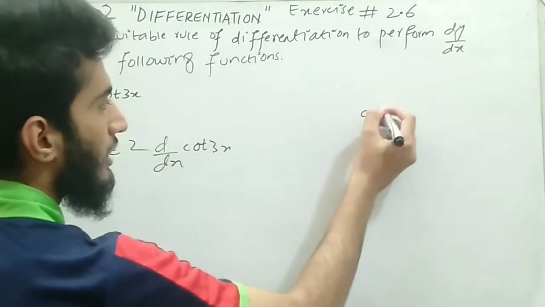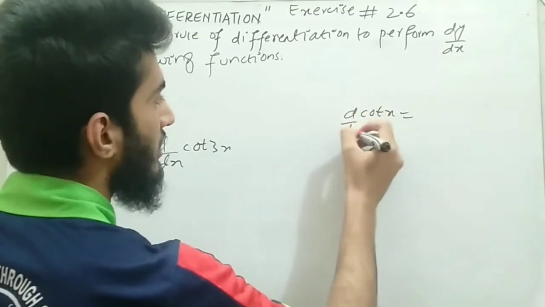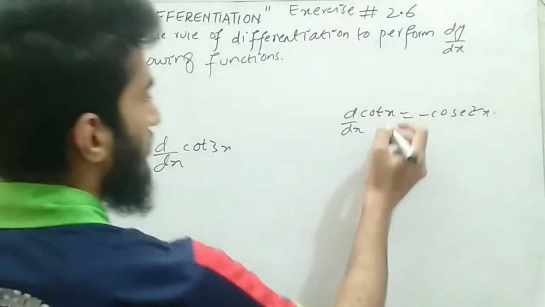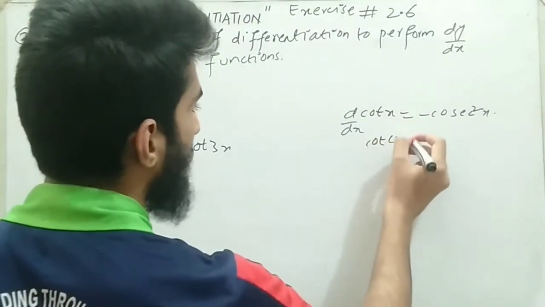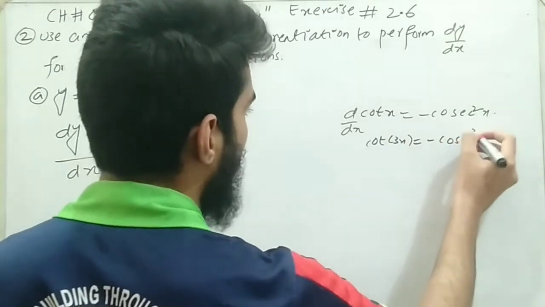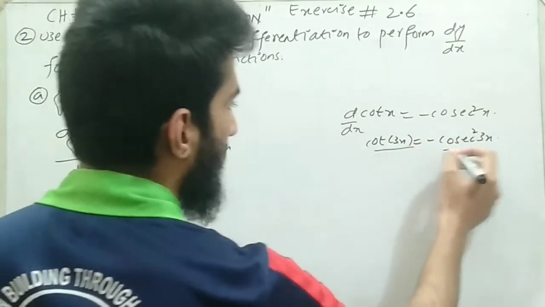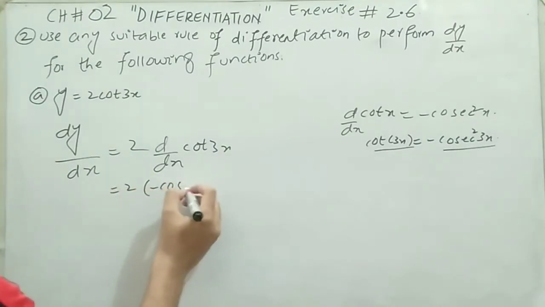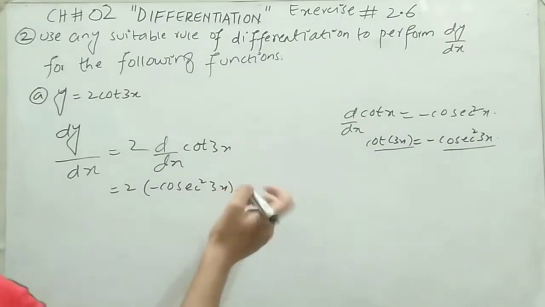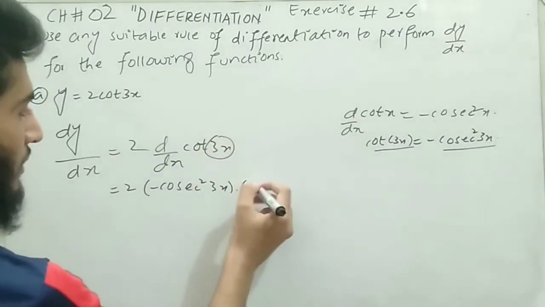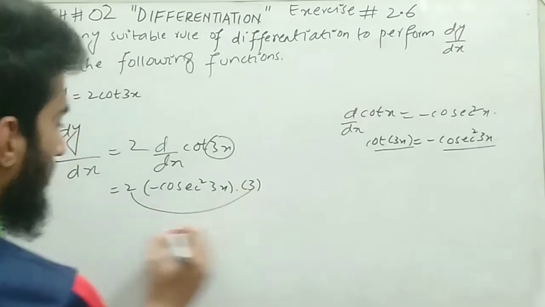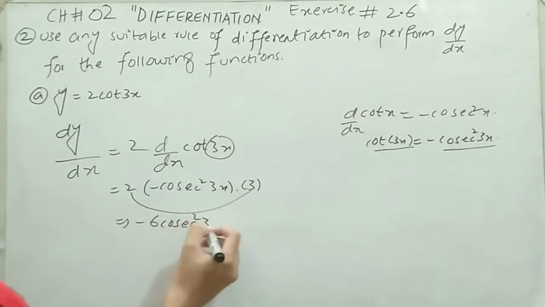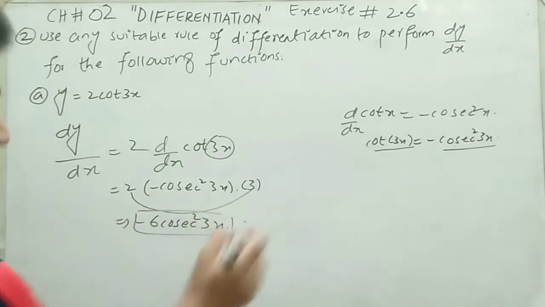We know that the derivative of cotangent x is always equal to minus cosecant square x. But here we have cotangent 3x, so we will replace x with 3x, so the derivative of cotangent 3x will be equal to minus cosecant square 3x. So it becomes 2 times of minus cosecant square 3x. We will also take the derivative of the inner function, so its derivative is just 3. Now multiply 2 with 3, so it becomes 6, and minus, so it becomes minus 6 cosecant square 3x. This is the required derivative for the part number A.